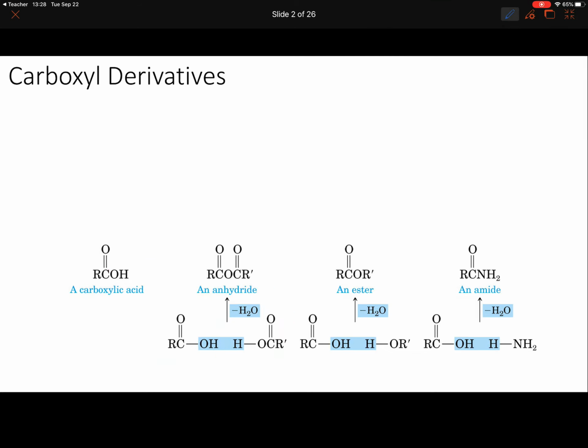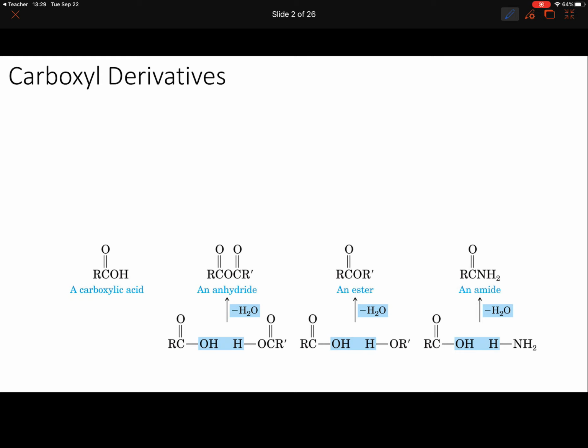So in the anhydride, it's just made from two carboxylic acids, and the word anhydride almost sort of means without water. We call things anhydrous salts when they're missing their water, and we call them hydrates when they do have their water. We won't go into that.